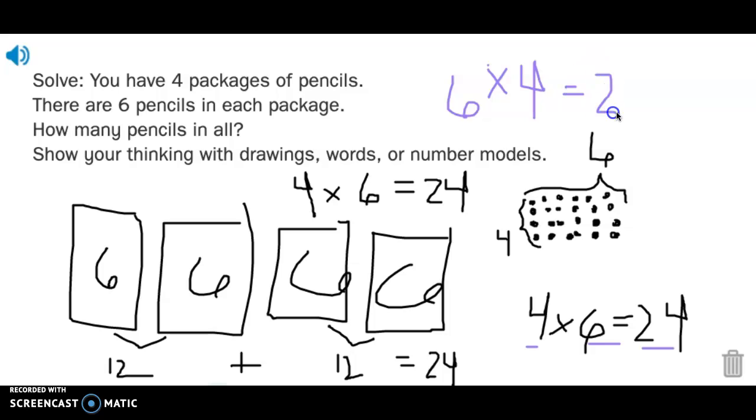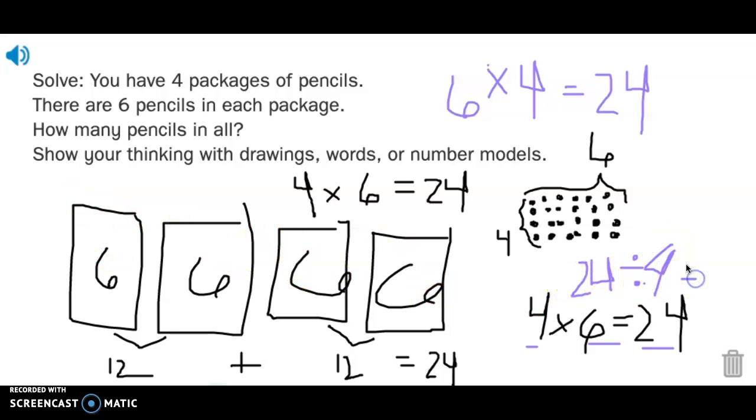That's like saying the exact same thing. If 6 times 4 equals 24, then if we just flip-flop them around, 4 times 6 has to equal the same thing. That's like if we took 24 and divided it into 1, 2, 3, 4 equal groups.